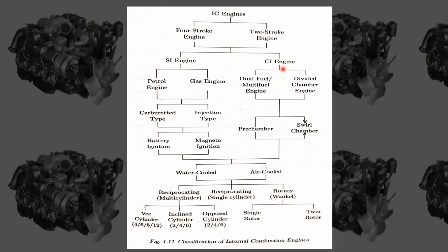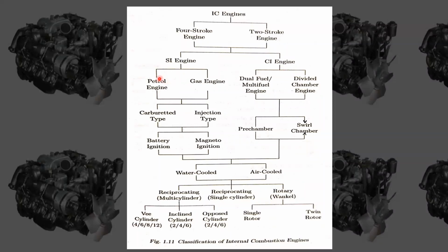CI means compression ignition. Because of the compression at a certain pressure and temperature, a self-ignition happens, because the temperature reached the self-ignition temperature of the fuel. That's why we call it a compression ignition engine. Also, the compression ratio is very high in CI engines, so the fuel is going to self-ignite.